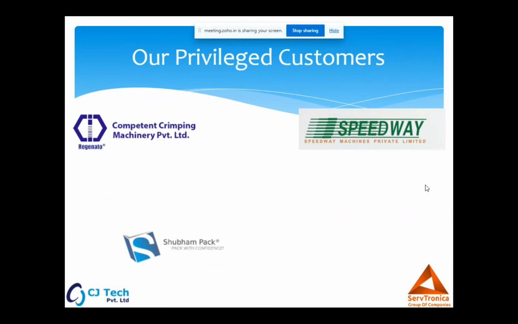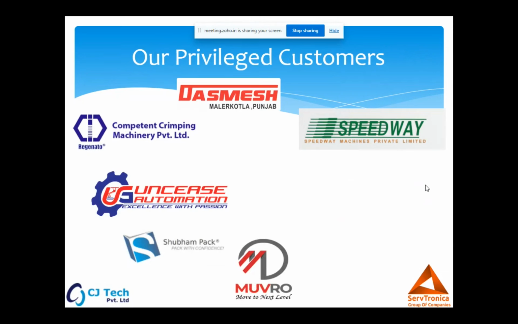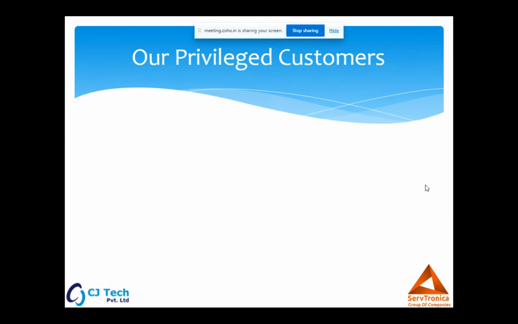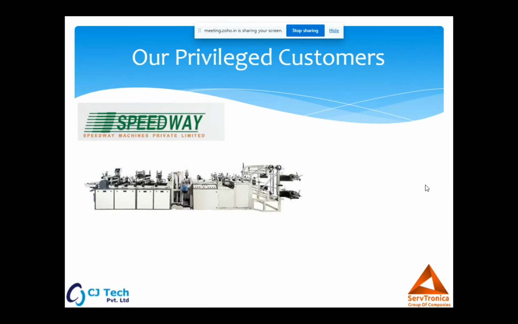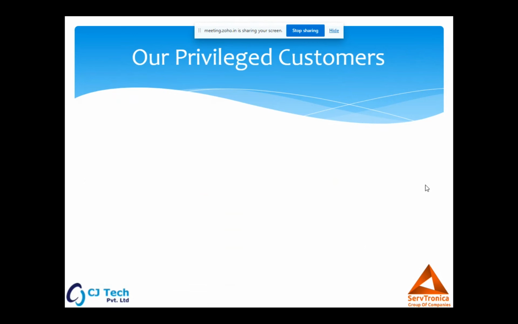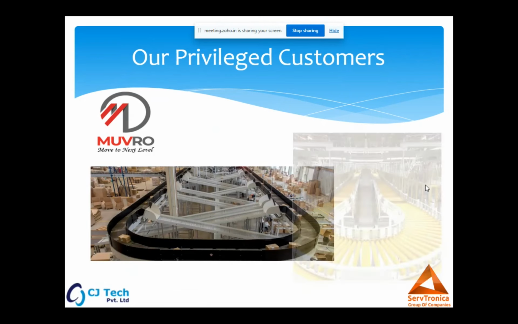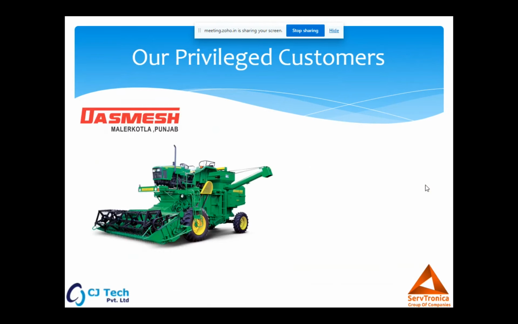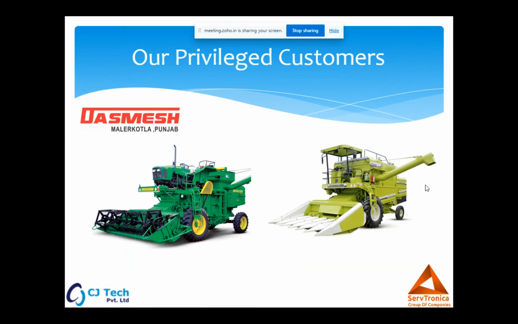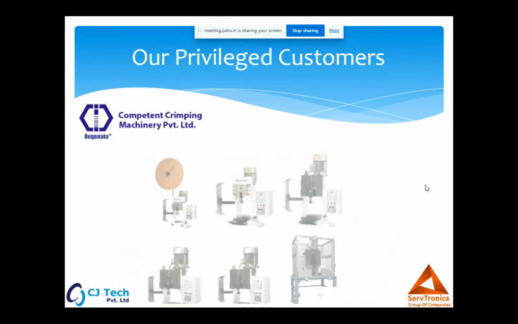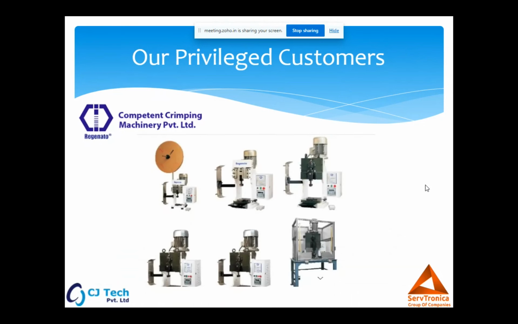These are a few of our customers. We have Shubham Pack, who are into the manufacturing of packaging machines. Video machines, again. We have Muvro Technologies, who are into the manufacturing of conveyors and automation systems. We have Dashmesh, who are into the manufacturing of agriculture components. Competent, who are into the manufacturing of crimping machines and crimping tools.